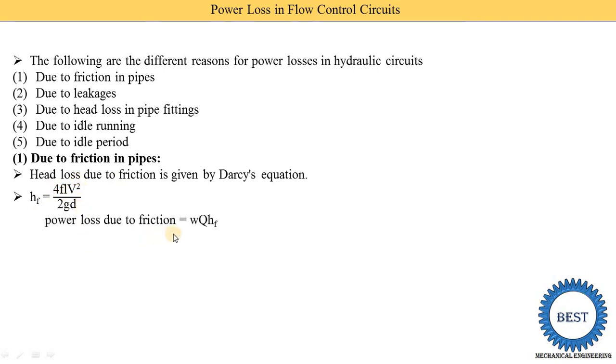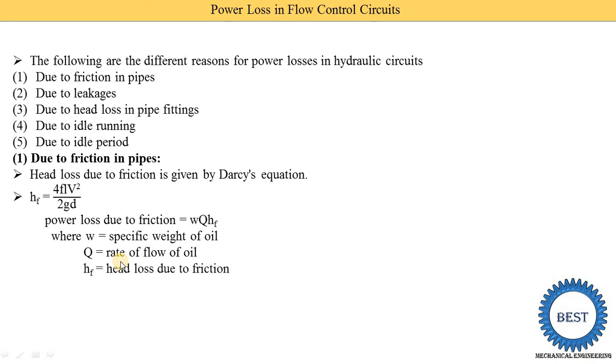Power loss due to friction is equal to w × Q × hf. So first we need to find the head loss due to friction, and then we are able to find the power loss due to friction. What is small w? It is the specific weight of oil. Q is the rate of flow of oil and hf means head loss due to friction.